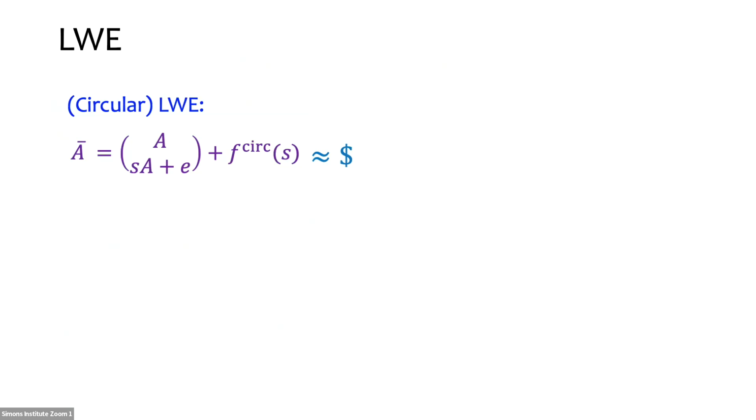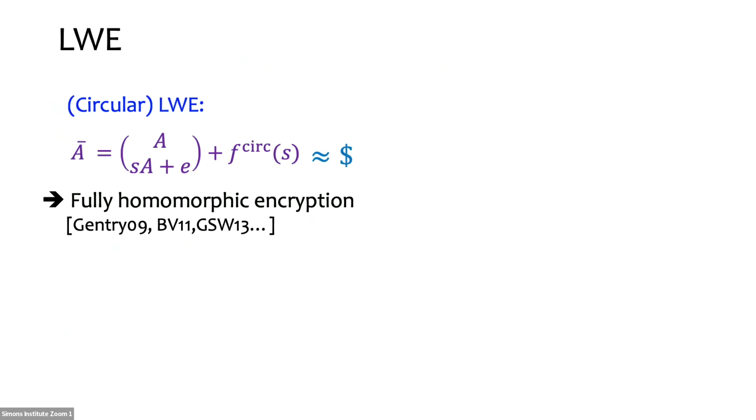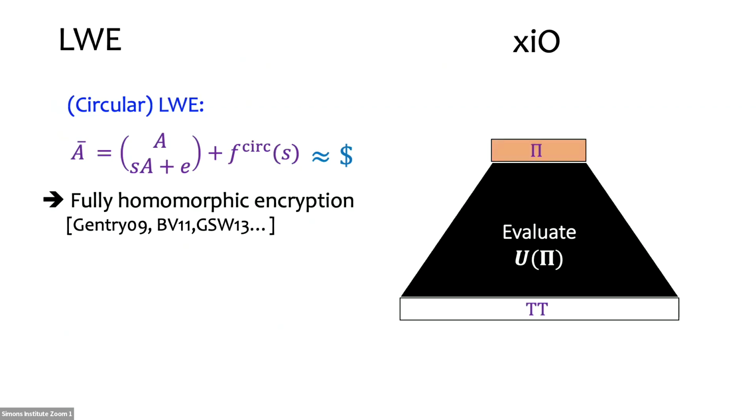Okay, so let's take a very quick look. We're familiar with the circular LWE assumption, where the LWE sample A and SA plus E is used to hide a function of the secret itself. And we still conjecture that this circular sample is pseudo-random. And one of the greatest results in cryptography is that this assumption implies fully homomorphic encryption.